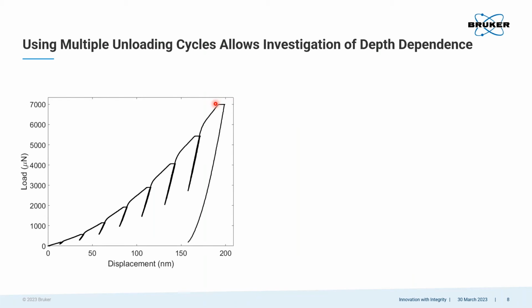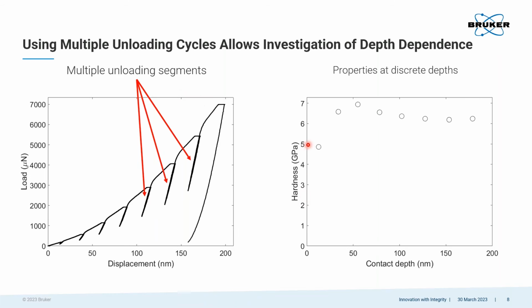And so we can extend that a little bit further and do multiple unloading cycles, such as on this partial load-unload type load function, and that gives us properties at discrete depths. So each one of these unloads is giving one of these hardness versus contact depth points.